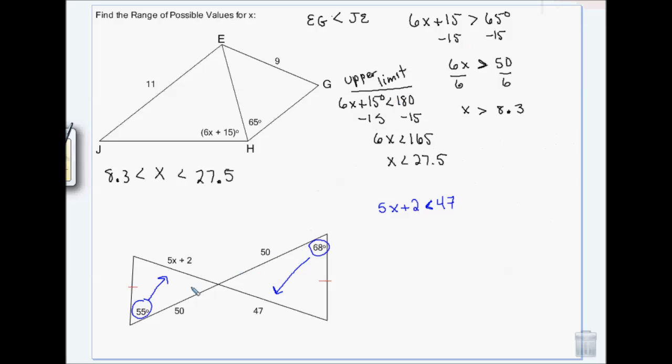So 68 is larger than 55, so 47 is larger than 5x plus 2. So then I can solve for x from that. So I get 5x is less than 45. Divide by 5, x is less than 9. Since this is already an upper limit, I need to find a lower limit.